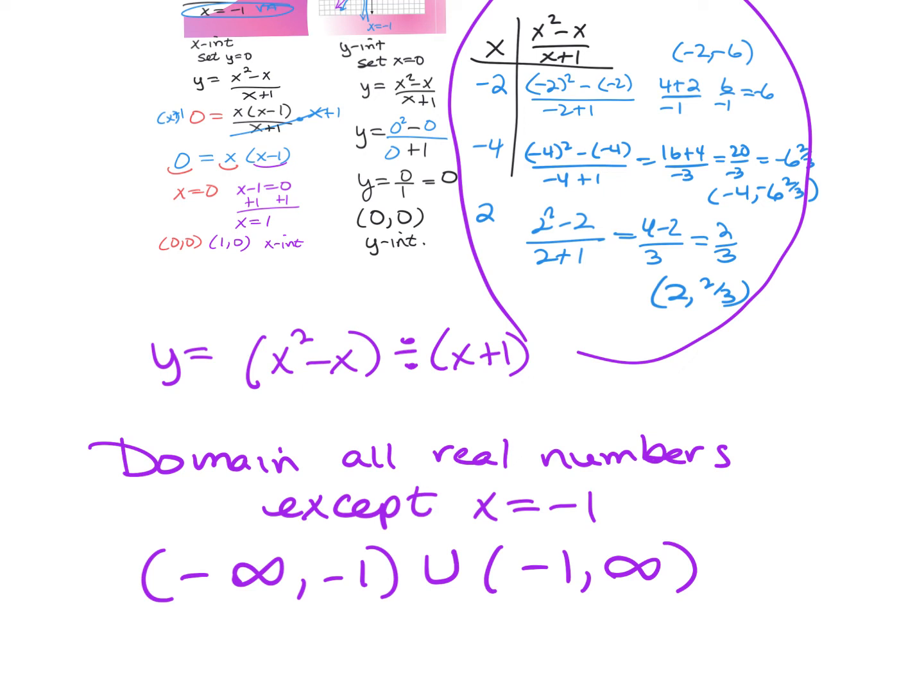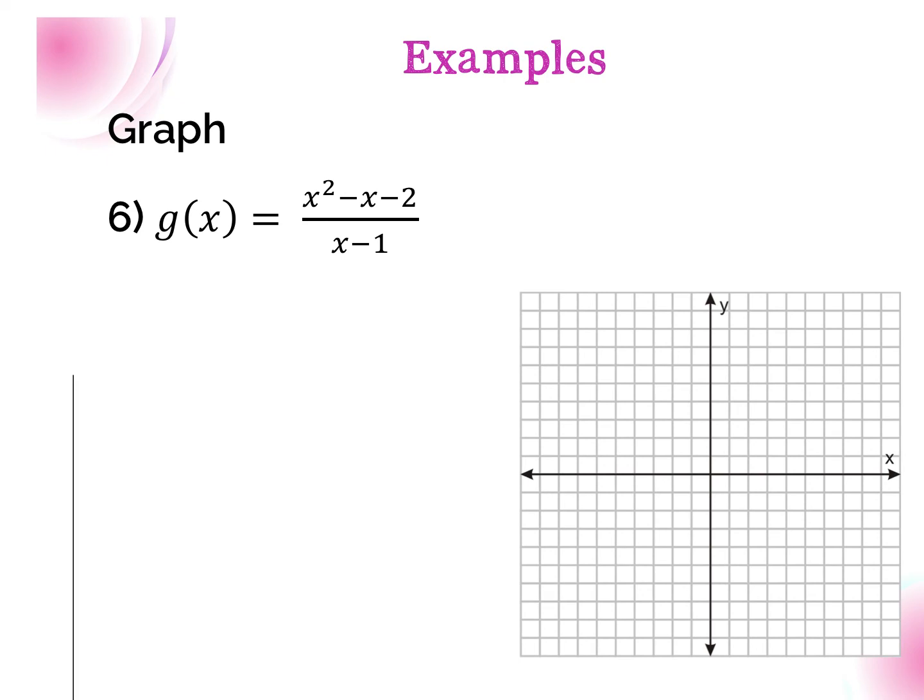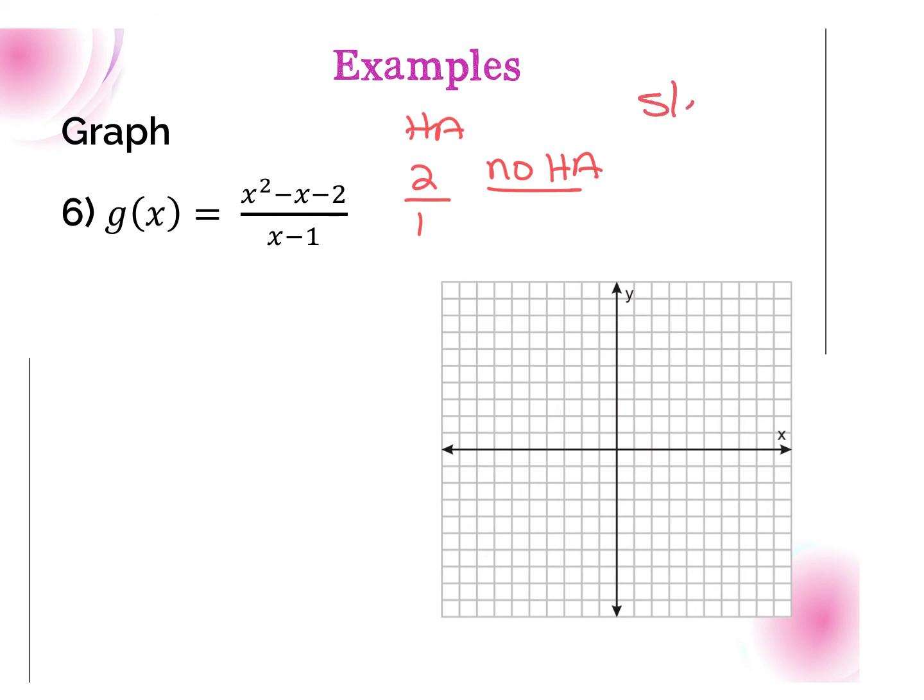Let's try another one with another slant asymptote. So again, for the horizontal, I look at the degrees. The top one has a degree of 2. The denominator has a degree of 1. Notice, since the top is bigger, there is no horizontal asymptote. However, the top is 1 larger, and only when the top is 1 larger do we have a slant. And we find the slant by doing long division.